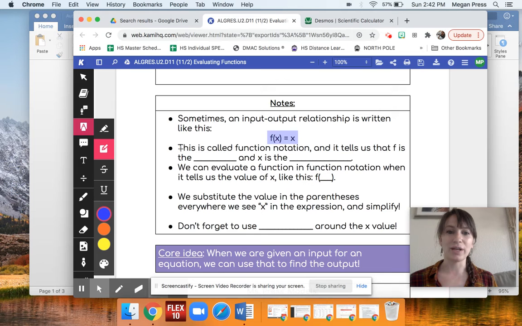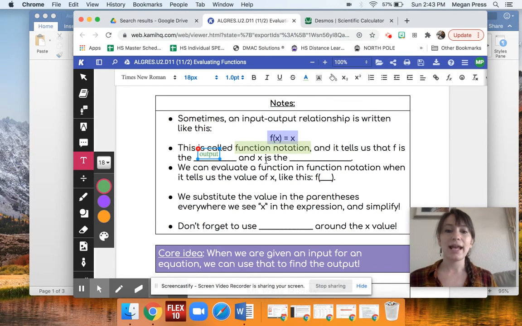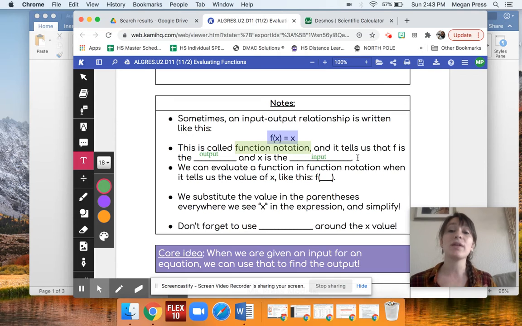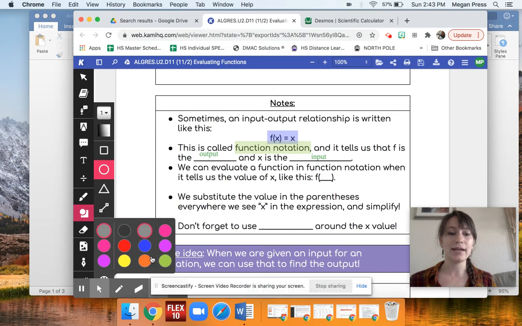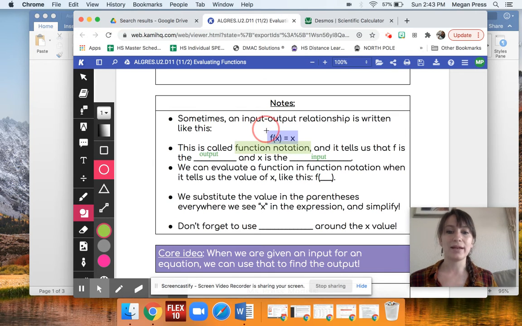Okay, and this is our next note. It says this is called function notation. You guys know how I am about my color coding. This is called function notation. And it tells us that F of X is the output and X is the input. So just like before we said X is the input and Y is the output, now we're replacing Y with this F of X, okay? So think about it like replacing Y, what we did before, with F of X right here. I'm gonna pause a second to make sure you get caught up.